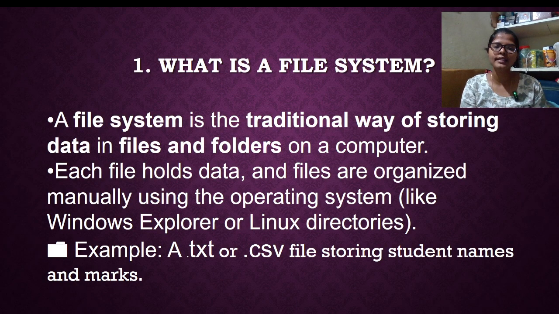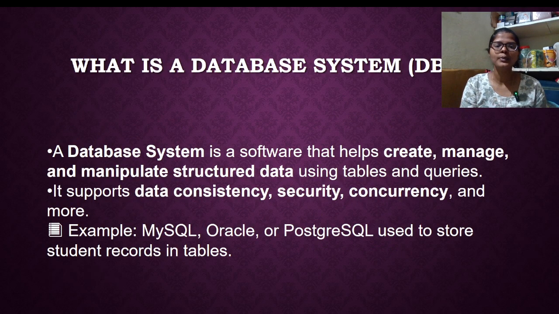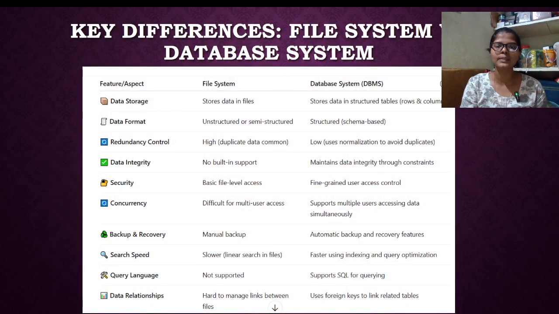So what is a file system? Where we are storing the data in folders, like in a computer system, using the OS. When it comes to the database, we are storing the data in software, where we can manipulate the data and retrieve the data whenever we want using software systems like SQL, Oracle. So how is the file system different from the database?